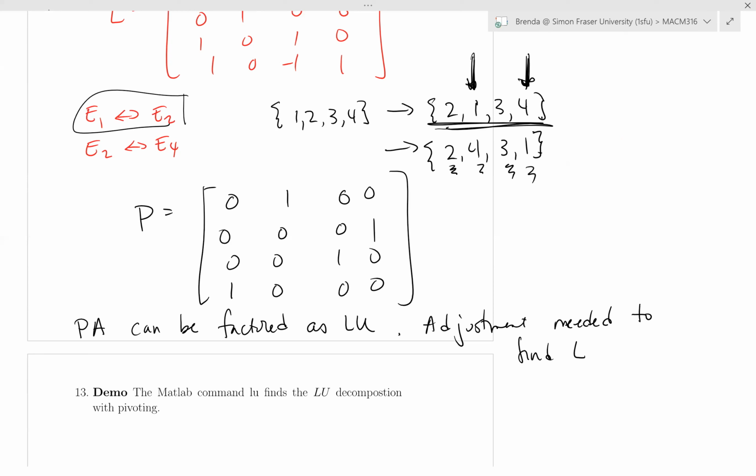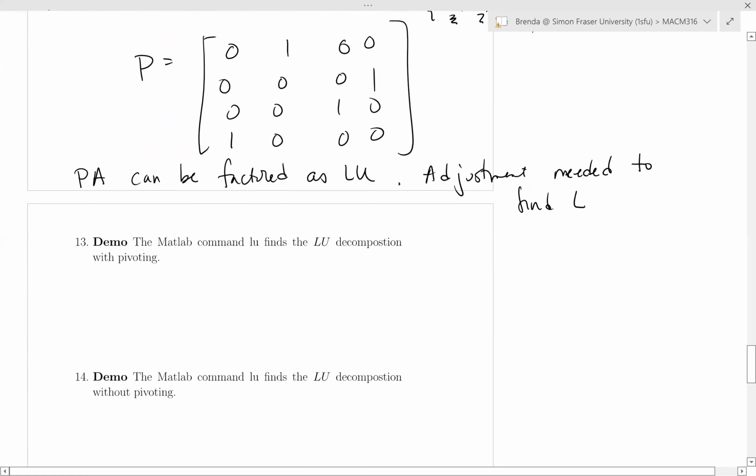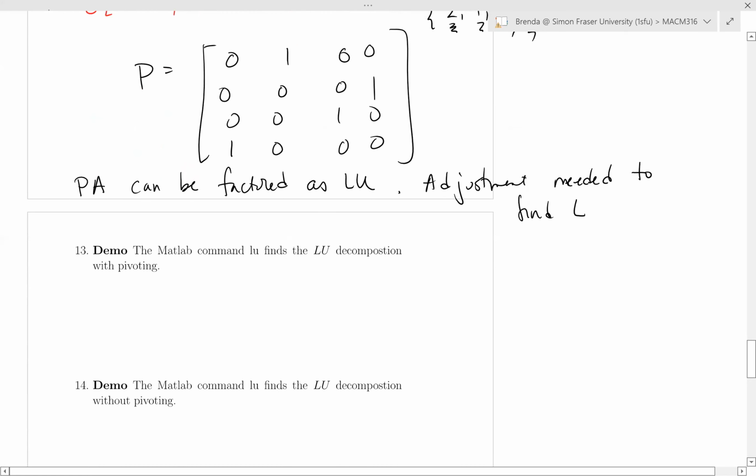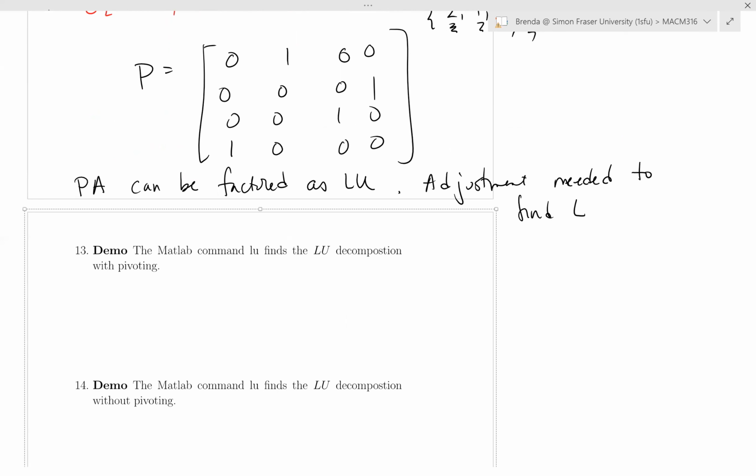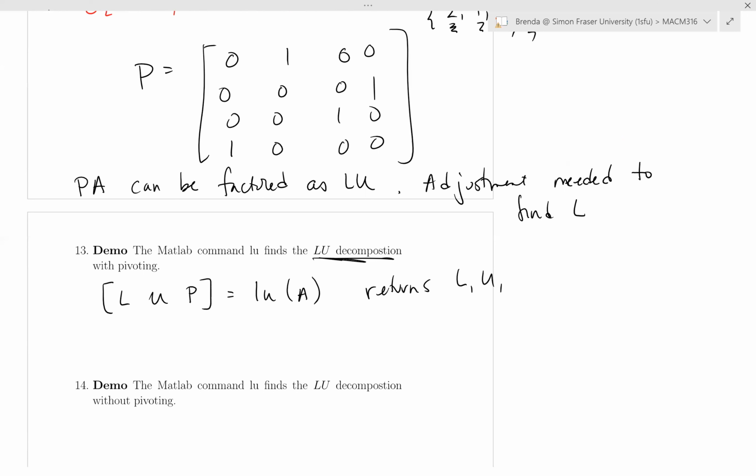So what I do want to tell you though is what MATLAB is doing, so that you use MATLAB properly. If you want to use MATLAB to find the LU decomposition with pivoting, you go like this, with L, U, and P, the variables you want to get the answer. And it returns L, U, and P. Try it out.